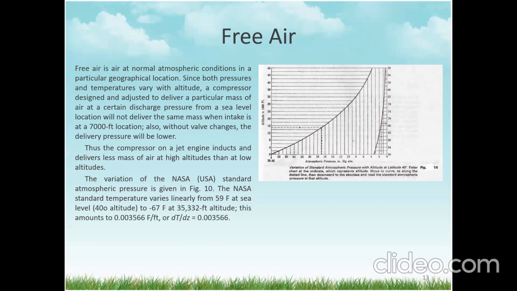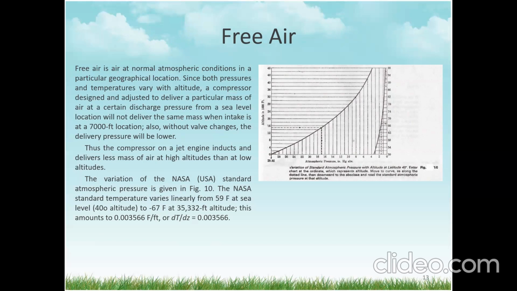Now, free air is at normal atmospheric conditions in a particular geographical location. Since both pressure and temperature vary with altitude, a compressor designed and adjusted to deliver a particular mass of air at a certain discharge pressure from a sea level location will not deliver the same mass when intake is at a 7,000 feet location. Also, without valve changes, the delivery pressure will be lower. Thus, the compressor or a jet engine inducts and delivers less mass of air at high altitudes than at low altitude. The variation of the USA standard atmospheric pressure is given in figure 10.